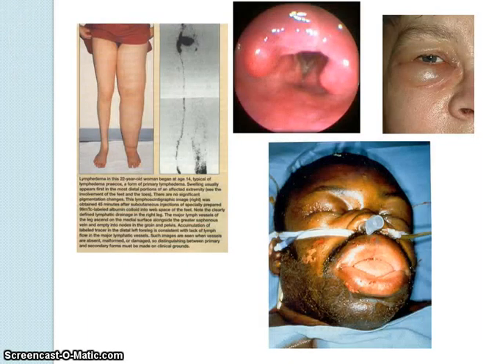All right, so here are some different pictures. The legs on the left here, this is images of lymphedema. So she has an obstruction here of our lymphatic system in that leg. So lymph fluid is accumulating and causing swelling.